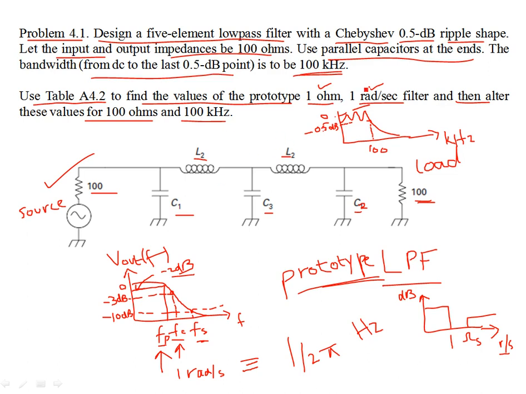So the 1 radian per second pass band edge gets transformed to 100 kilohertz. So let's see how it is done.